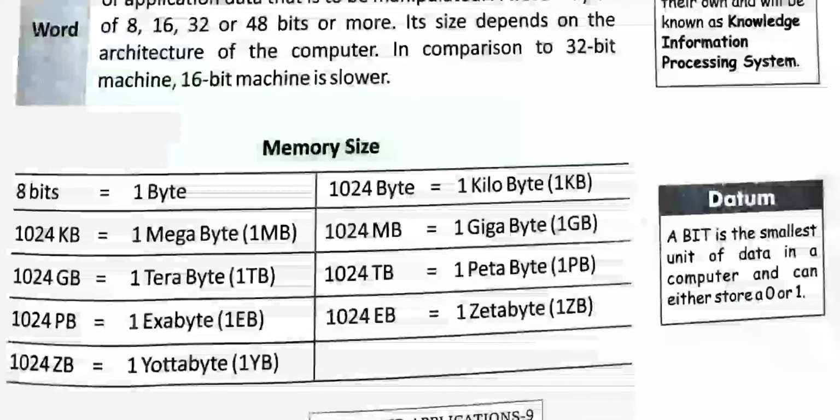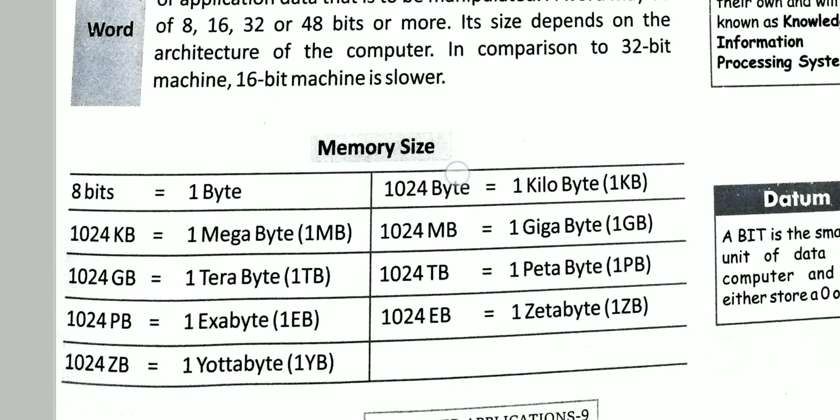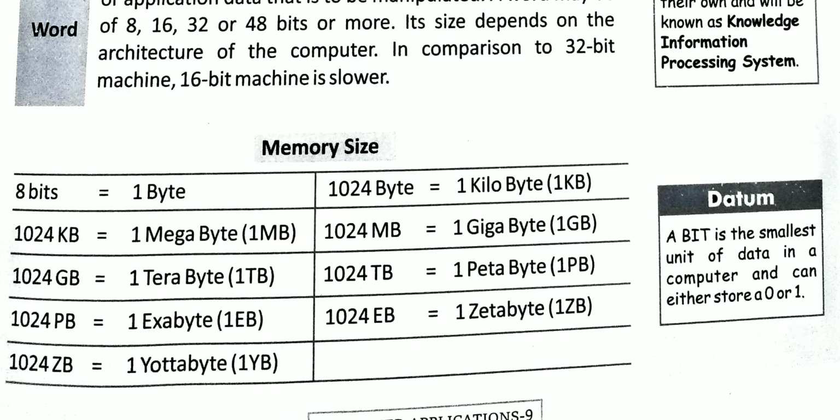Now look closely at the memory size. 8 bits are called 1 byte, and 1024 kilobytes are called 1 megabyte. Here you can see that 1024 bytes are called 1 kilobyte, and so on. We have already studied this in previous chapters and classes, so we are familiar with that. Come to the next one.